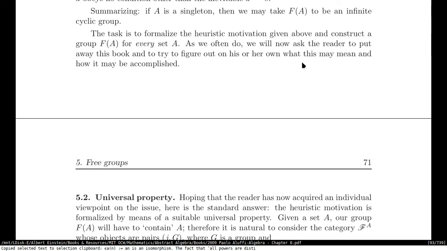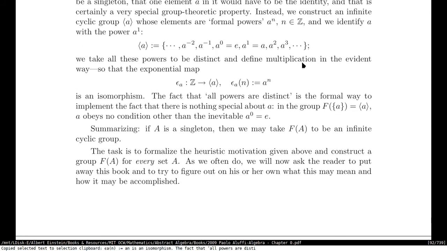Okay, so they give you this task to formalize the heuristic motivation given above and construct a group F of A for every set A, right? So they're trying to make you think about the generalized notion. For example, instead of having one element, if you have two elements A and B, then what will F of A look like? Like, what will the cyclic group containing two elements look like?